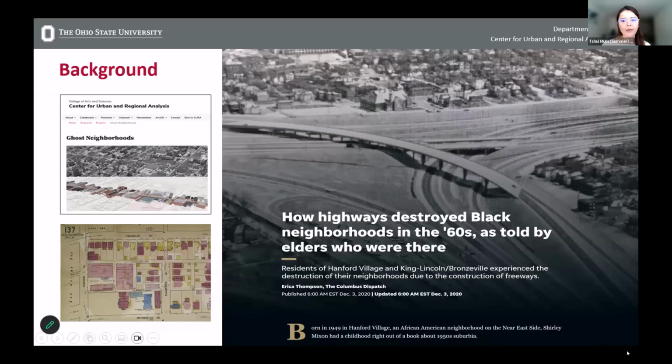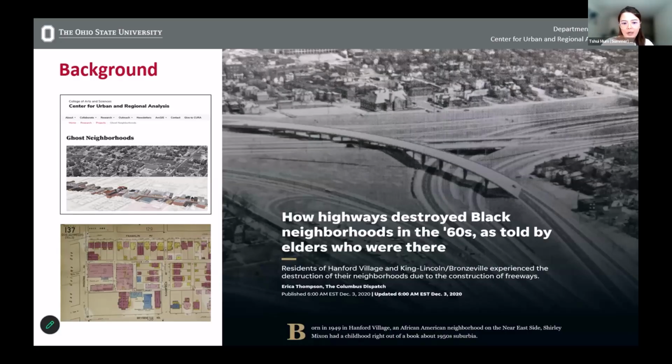So here is a bit of the background of our work at the Center for Urban and Regional Analysis, also known as CURA. We have been working on this Ghost Neighborhoods project where we reconstruct 3D models of historical Black neighborhoods that were fragmented during freeway construction in the 1960s in Columbus, Ohio. All this while we have been building these buildings manually one by one, and it took us about 5 to 10 hours to build just one building. So imagine when we're trying to build for the entire neighborhood or even the city, it becomes very time consuming.